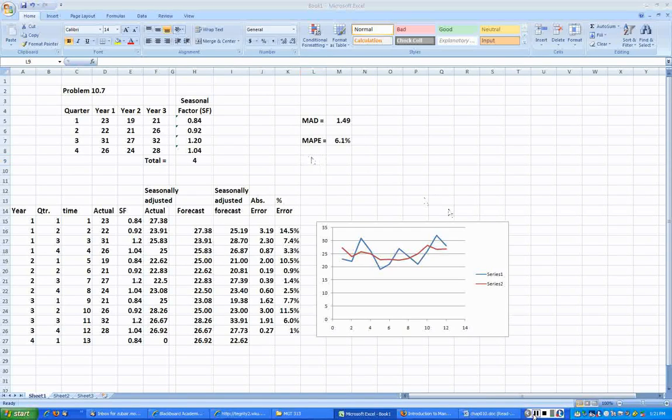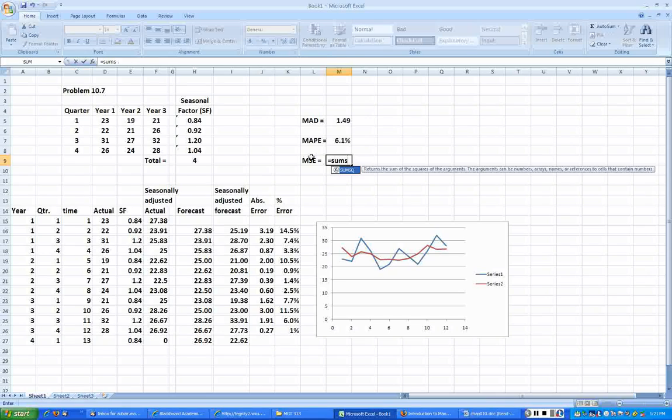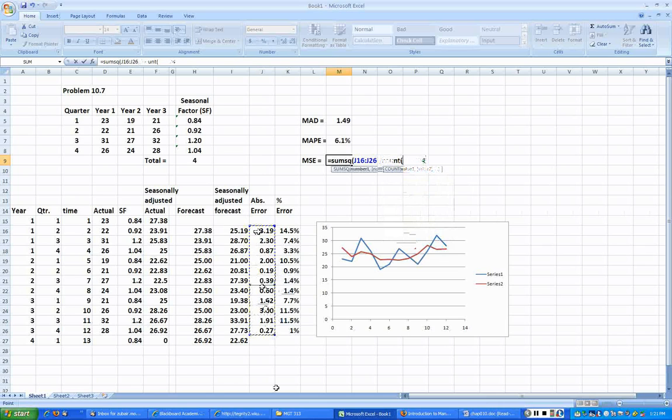Then MSE, mean squared error, equals the sum of the squares of the absolute errors divided by the number of errors, that is, take the count of how many error points we have. That's the mean squared error for this problem.